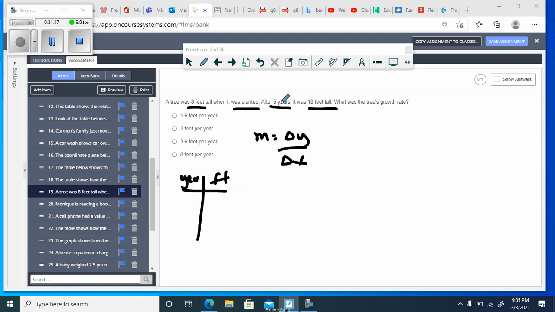All right. In year 0, the year it was planted, it was 8 feet tall. At 5 years, it is 18. Change in y would be 18 minus 8. Change in x is 5 minus 0. That gives you 10 over 5. That gives you 2. Okay? Its growth rate is 2 feet per year.